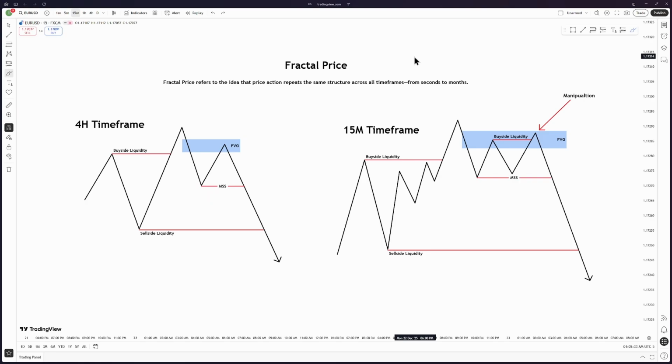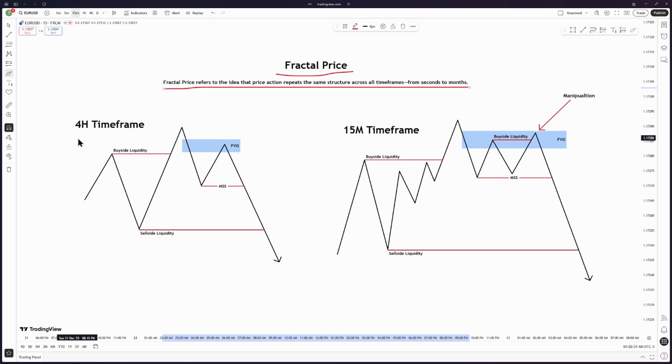If you don't understand fractal price, you're trading blind. Today I'll explain fractal price step by step so the market finally makes sense. Let's get straight into it. Fractal price refers to the idea that price action repeats the same structure across all time frames, from seconds to months. First, let's understand what this means.